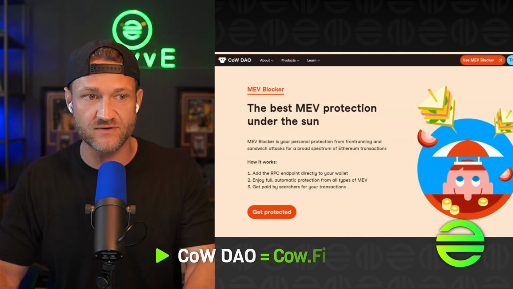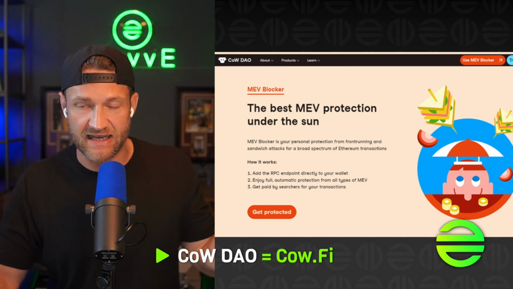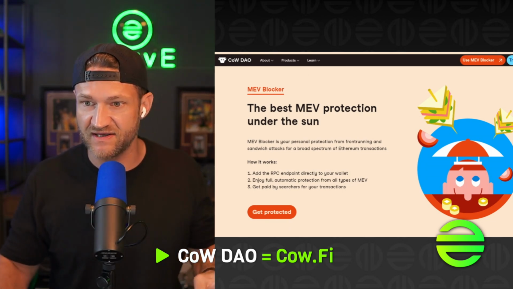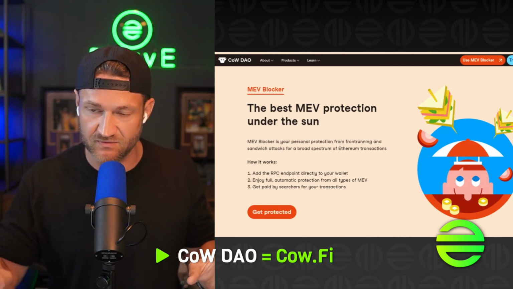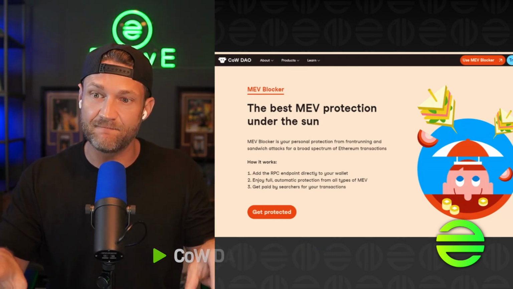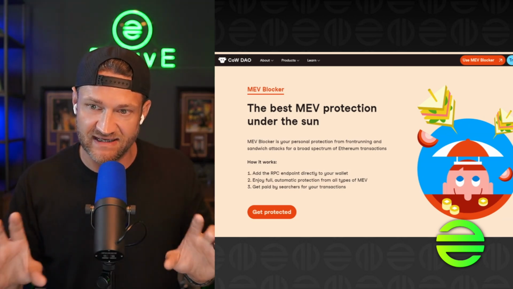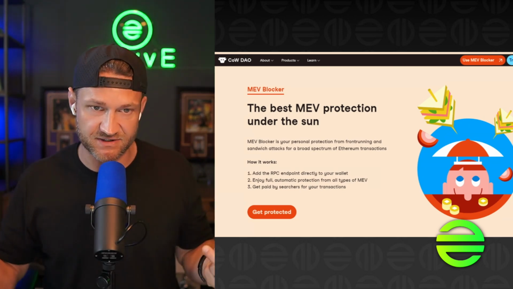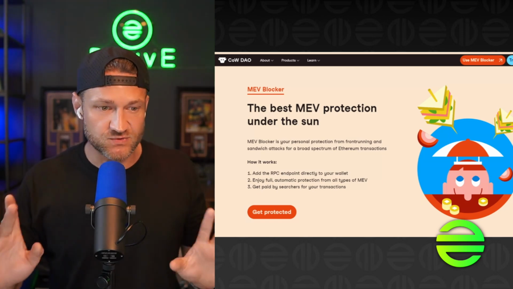One is cow.fi. Now this used to be called mevblocker.io. It's owned by CowSwap. And if you know anything about CowSwap, they're an aggregator. So what they do is they pull all sorts of different DEXs in and they split your order up between them. But they have been well known for being an anti-MEV aggregator, I guess you would call it. And so that's one way that you can do it.